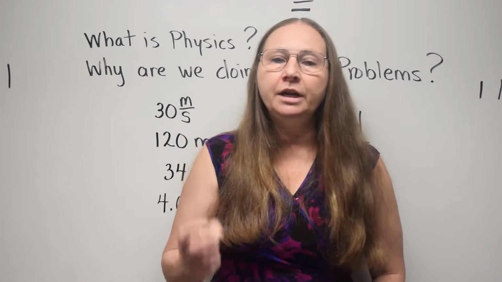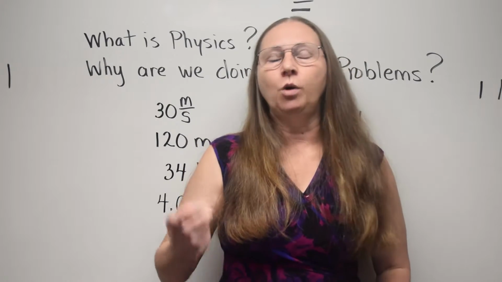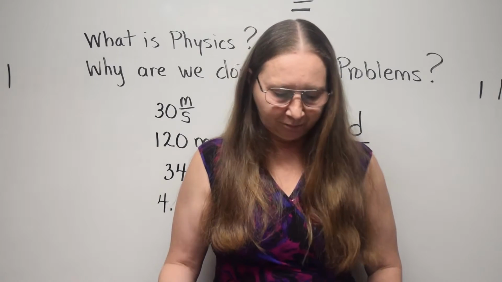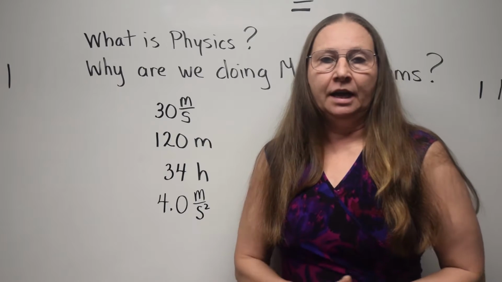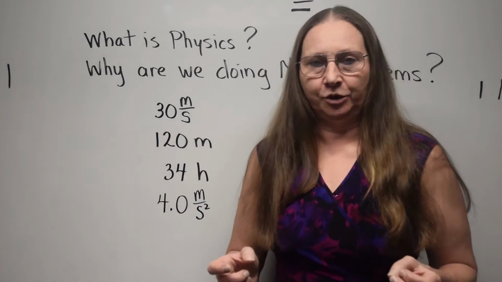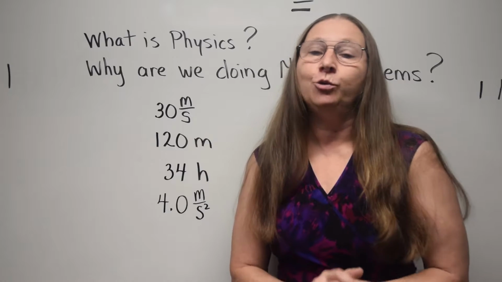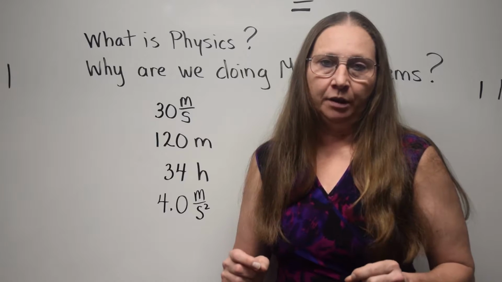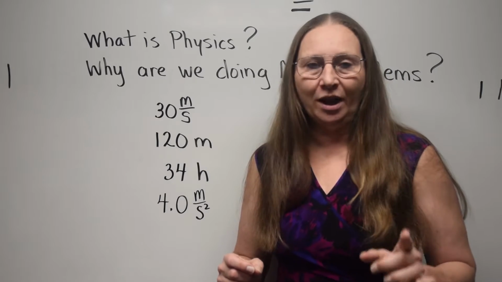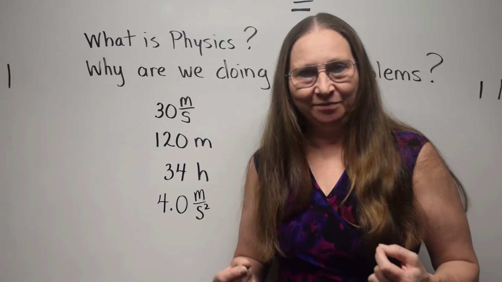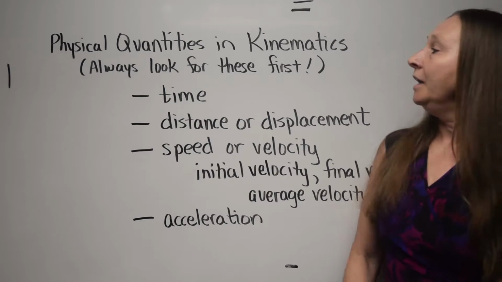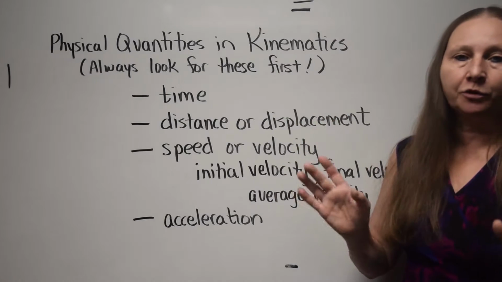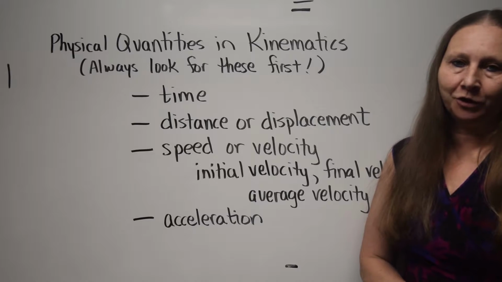Now remember, you need to identify the numbers that you are given in order to find the number that you're trying to calculate. Let's begin to look at some real-world problems and learn how to identify the physical quantities that are given in the example, as well as the physical quantities that we are trying to find. These are the physical quantities which you can find in the kinematics topic. Always look for these physical quantities in a problem first.